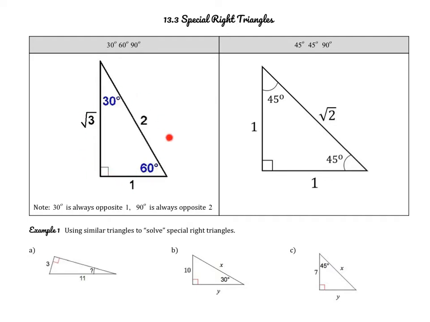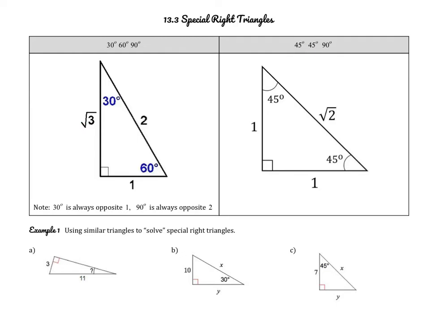So for any 30, 60, 90 triangle, the side lengths will follow the ratio of 1 to root 3. Now, it is really important that you're able to place the side lengths across from the correct angles. So I always start at 30 degrees, the smallest angle, and I go across. That side length is 1. The hypotenuse is 2. And across from 60 is always root 3. So 1, 2, root 3.